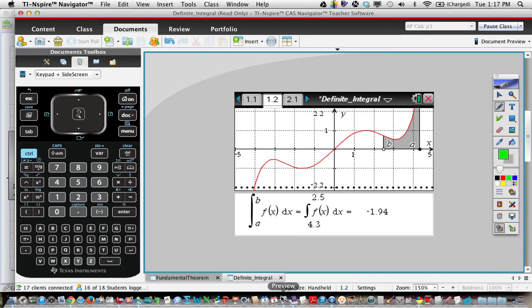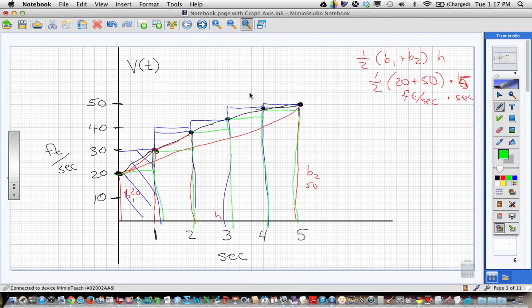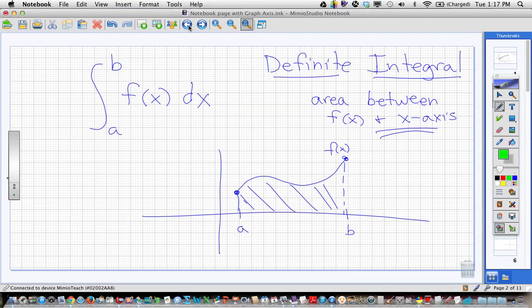It's just the integral symbol. That's it. Yeah, that's as good as it gets. Okay, so here we go. So here is our definition of a definite integral.